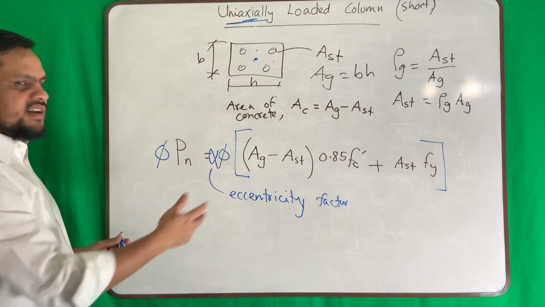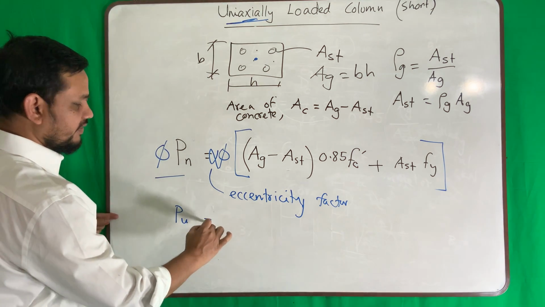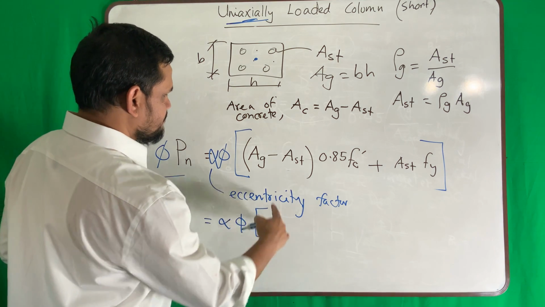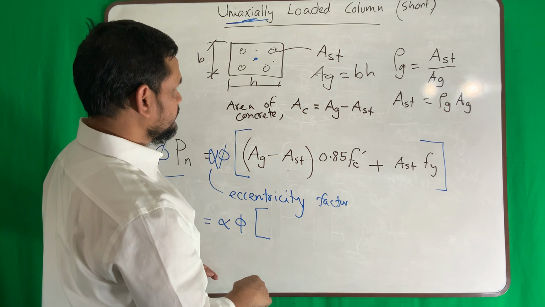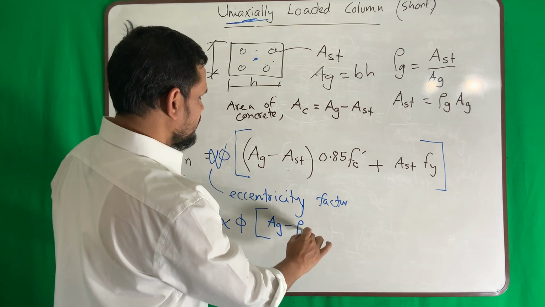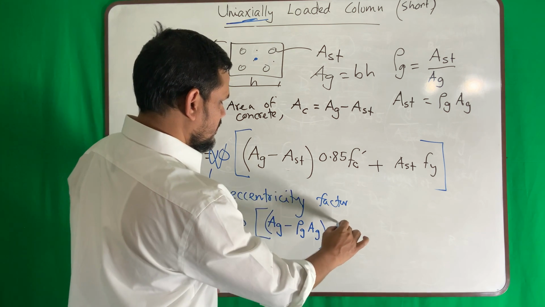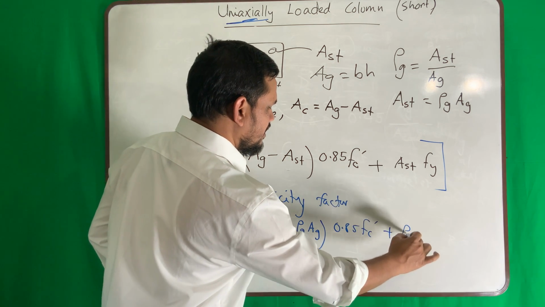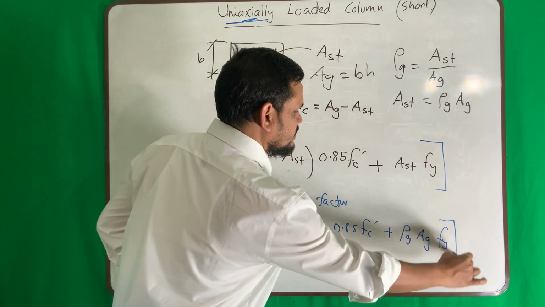Now we can rearrange this equation. This portion I can write Pu, whatever your factored load. This is alpha phi. This portion, if I write say AG minus rho G AG, 0.85 F prime C, here rho G AG Fy.